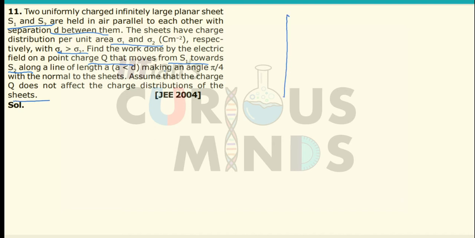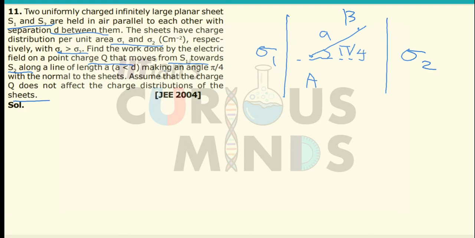Now first of all, let me draw the first sheet of charge density sigma 1 and the second sheet of charge density sigma 2. A particle is initially placed at, let us say, A, and it is displaced to B. This distance is equal to a, and this angle is equal to pi by 4. Let us assume that initially it was placed at a distance x, so this distance will be equal to d minus x. Now we have to find the work done.